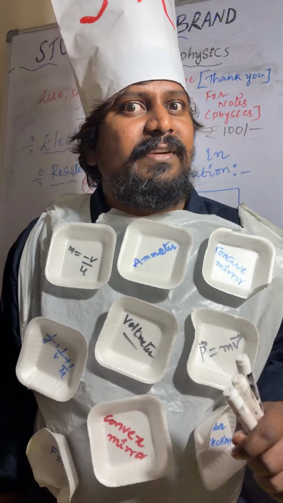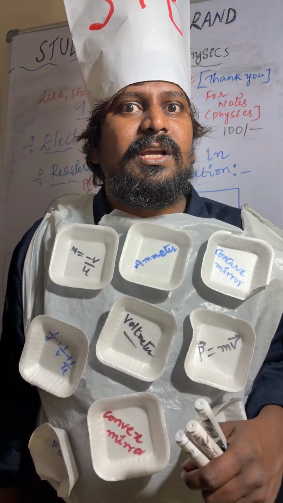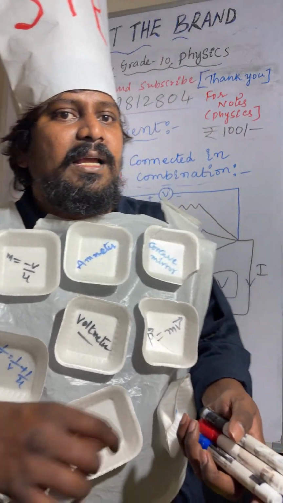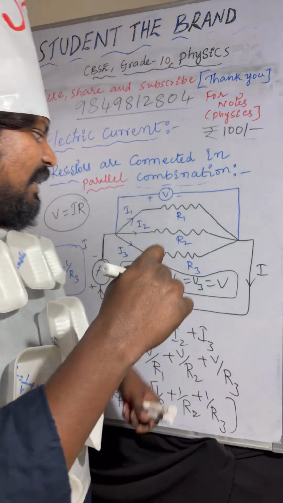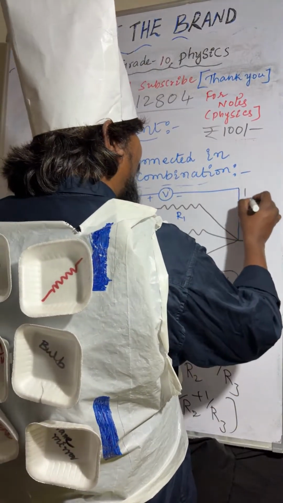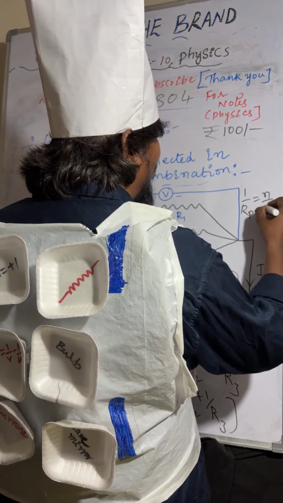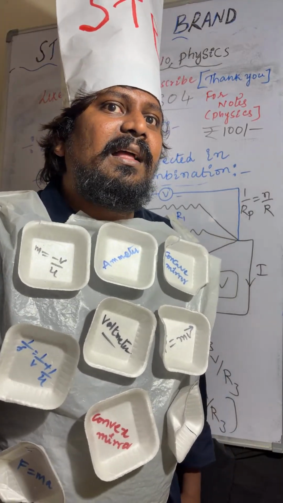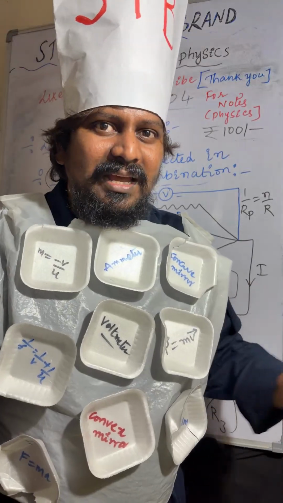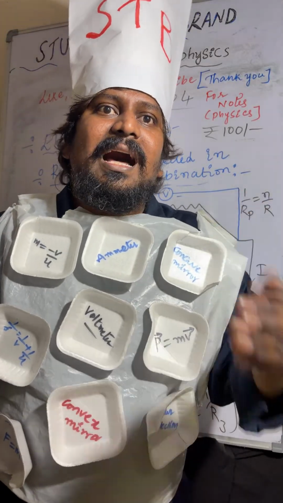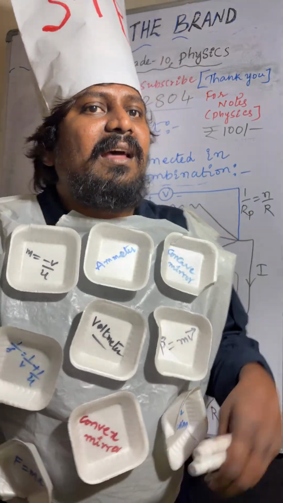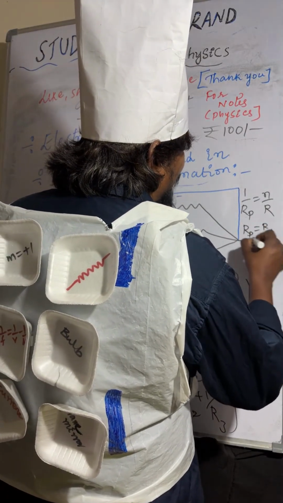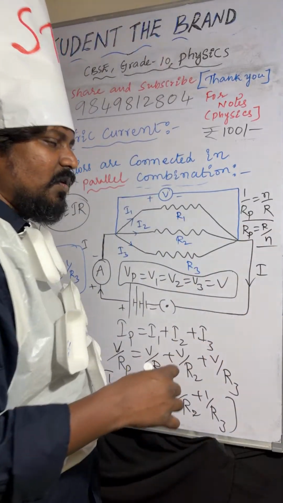So if n number of resistors are connected in parallel combination, what is the formula? The formula is 1 by Rp equal to n by R. That is the formula. Rp equal to R by N.